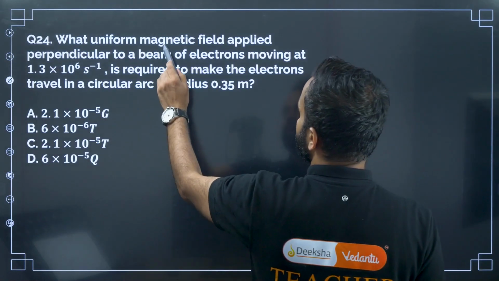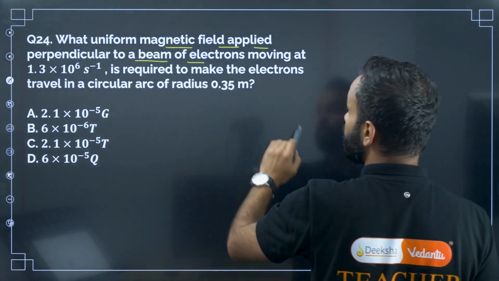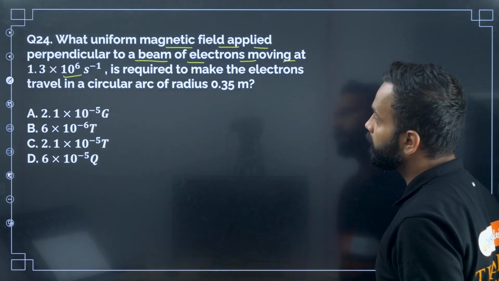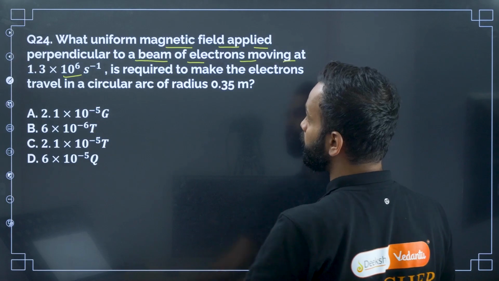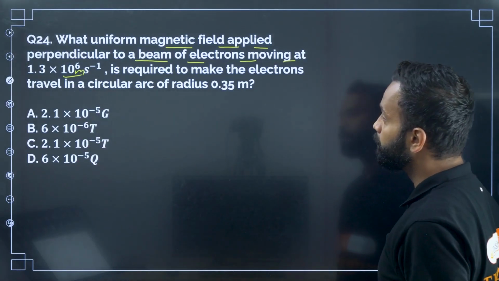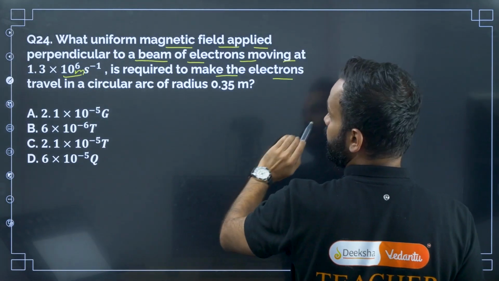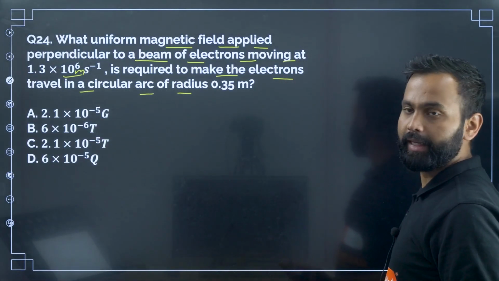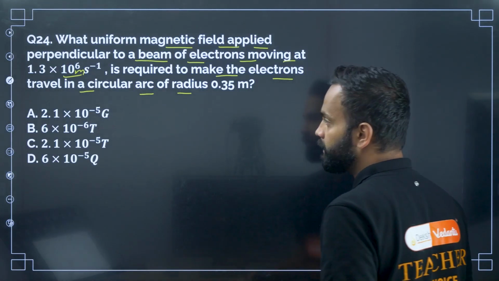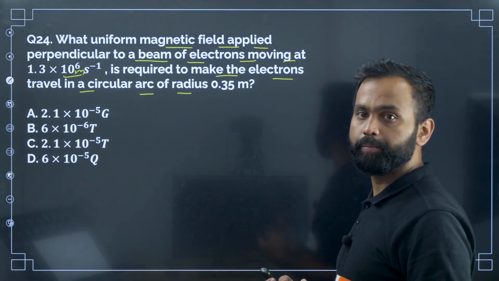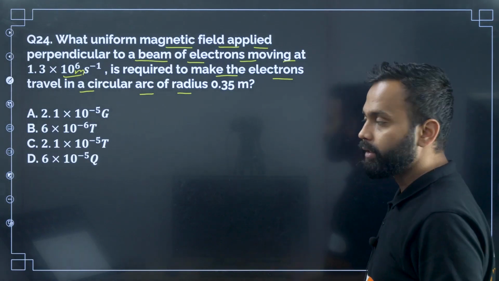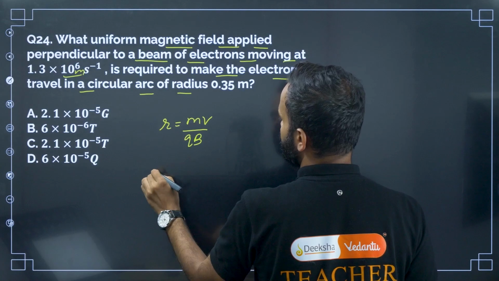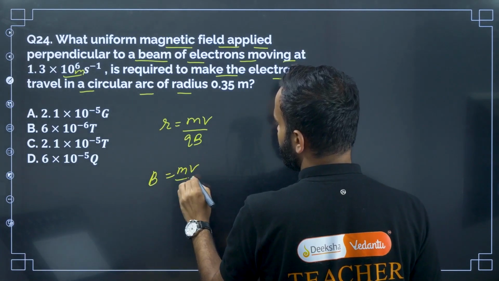Question number 24. What uniform magnetic field applied perpendicular to an electron moving at a speed of 1.3 into 10 to the power 6 meter per second is required to make the electron travel in a circular arc of radius 0.35 meter? Again, the simple one, right? When a charged particle enters a uniform magnetic field perpendicularly, it takes a circular path. So the radius of the circular path r equals mv divided by qB. We need to find the value of B.